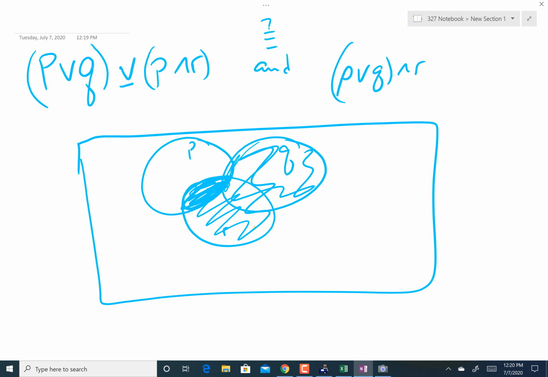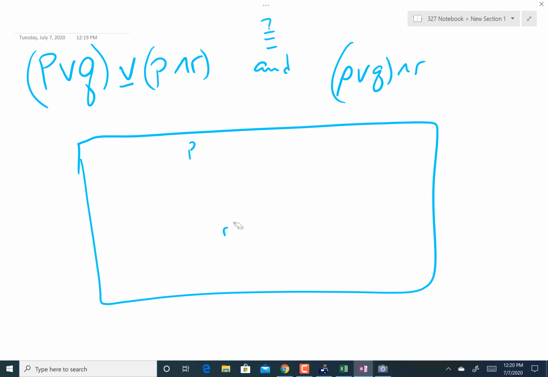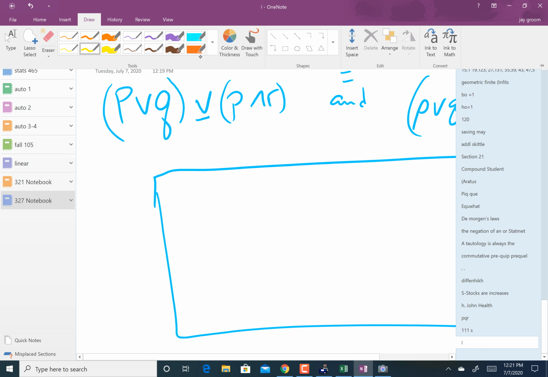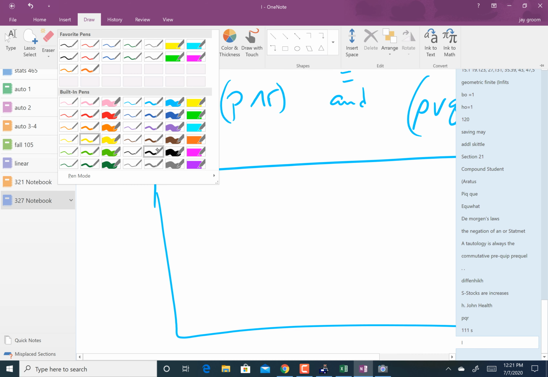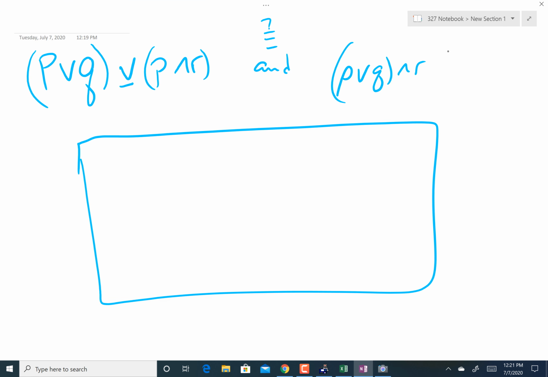P or Q is this bit right here. Oh, fart. Just a moment. I drew my picture funny. And you probably saw it and you were laughing at me. Thanks for laughing. I appreciate it. It's my feelers. I'll probably get over it though.